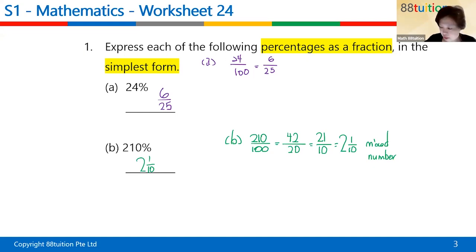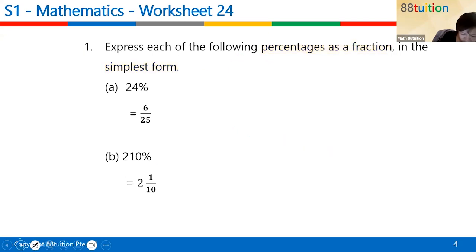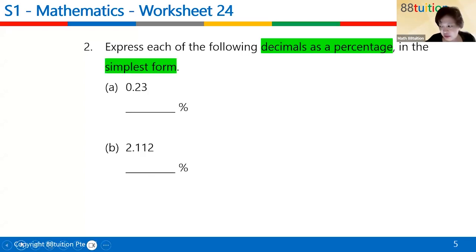Okay, let's go on. This one is 2 wholes 1/10 instead, not 100. Okay. Express each of the following percentages as a fraction. So it must become a fraction. Again, it must be a fixed number and it must be in simplest form. Okay, so not this one. I want to go to number 2. As a decimal, percentage, and also simplest form. So this one is expressing them in the what?